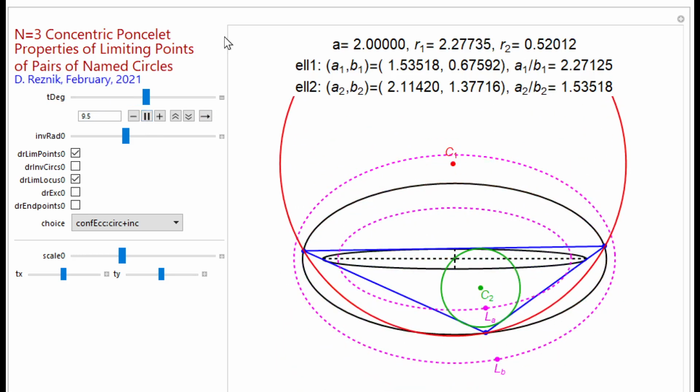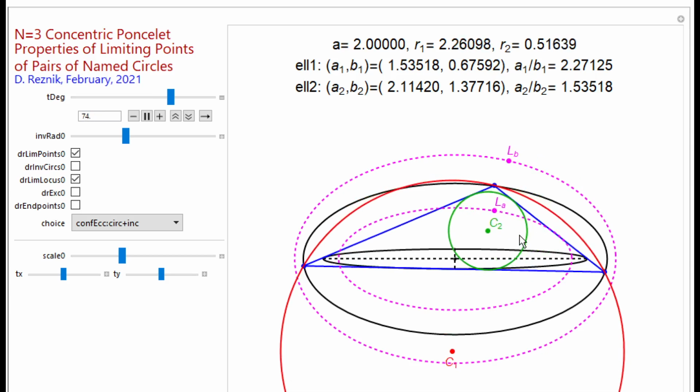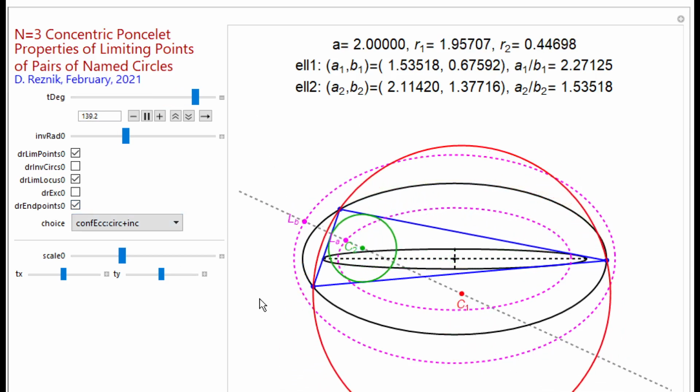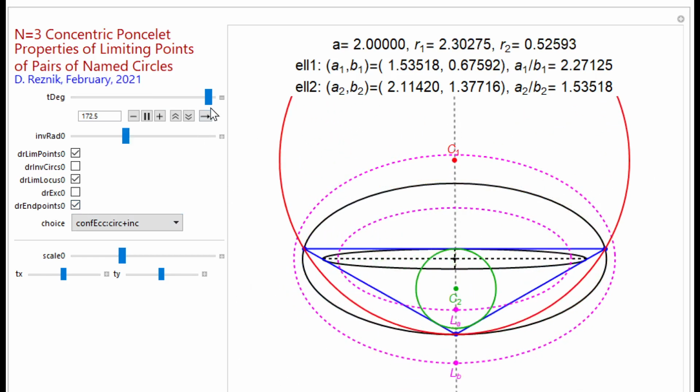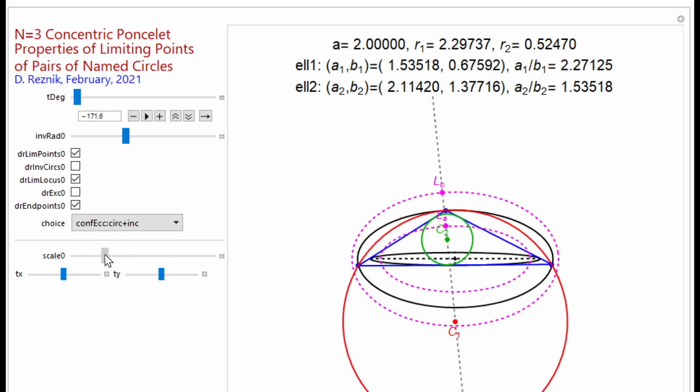C1 here is actually the circumcenter, C2 is the incenter, now X1. Now let's look at the line connecting these guys. This might be indicating that I have something pretty far out, and I don't know what that is.